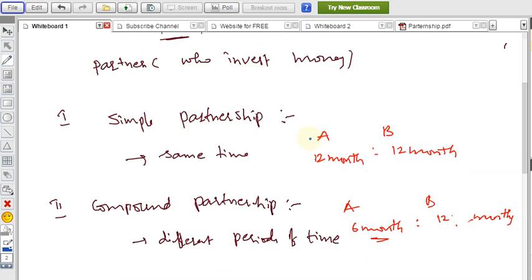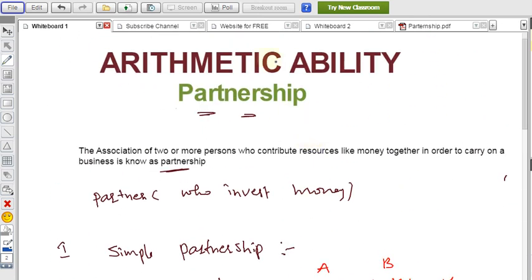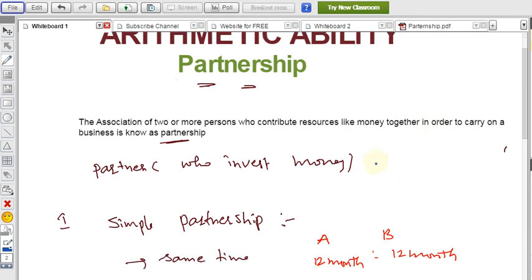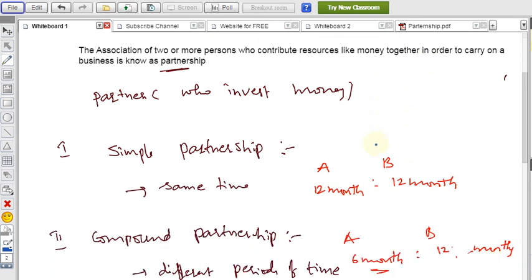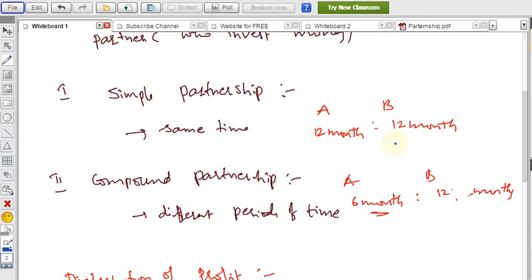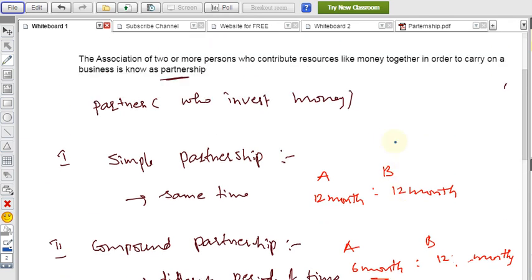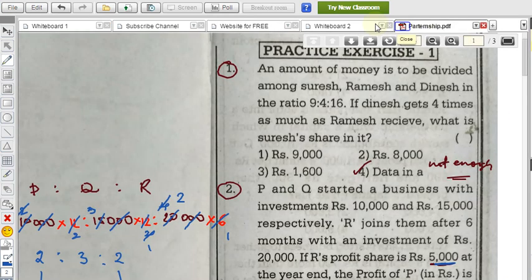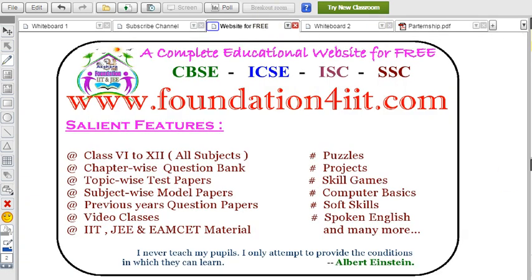Fine. So this is the topic which we are explaining: partnership. There are not many big formulas in this partnership. We should just have a clear idea about the partnership concept, and we have only two types: simple partnership and compound partnership. In simple partnership, we directly get the ratio. Only for compound partnership do we have different periods of time, and we need to multiply with the capital. So these are the things I'm explaining from this topic.